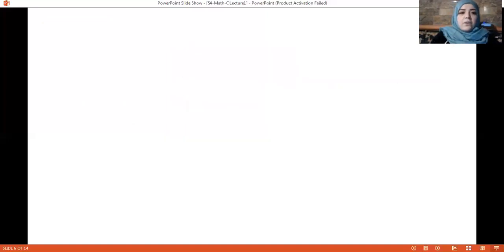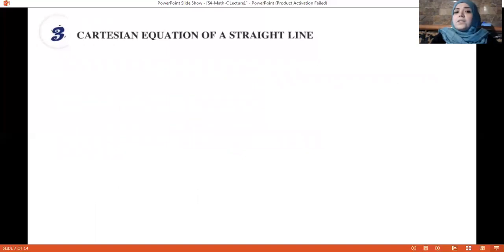Let us go now for the Cartesian equation of a straight line. So, to find a Cartesian equation, which is another form of a straight line. We only have two forms, the parametric form and the Cartesian form. We already learned how to find the parametric form, and now we are going to learn how to find the Cartesian equation of a straight line.